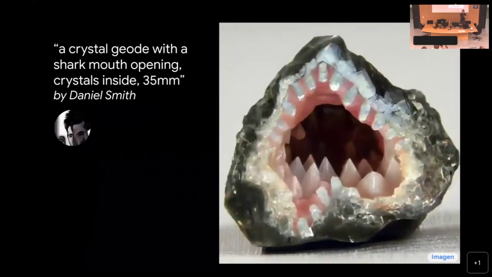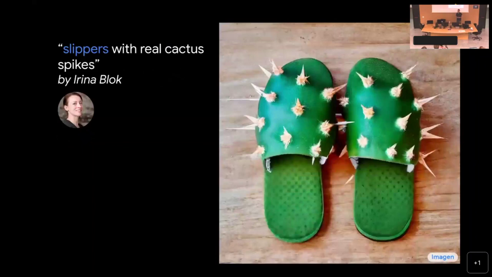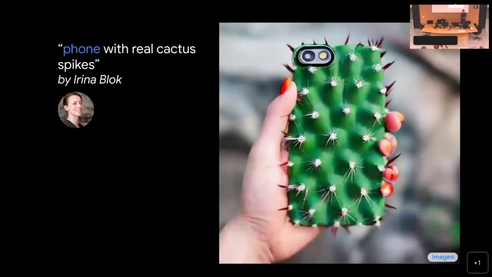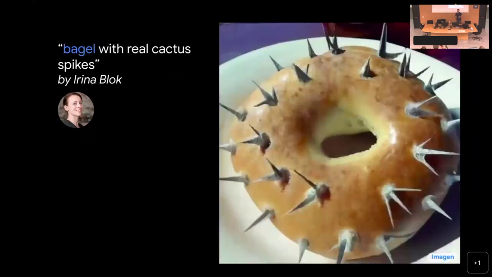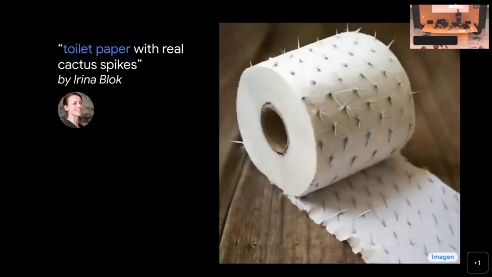combine very remote concepts like the teeth of a shark and the shape of a rock. It seems quite creative to me. Also concepts that you probably wouldn't want to put together in the real world, like spikes with slippers or spikes with a phone. This actually looks pretty painful, I think. This doesn't look very appealing. And this looks especially painful, actually.